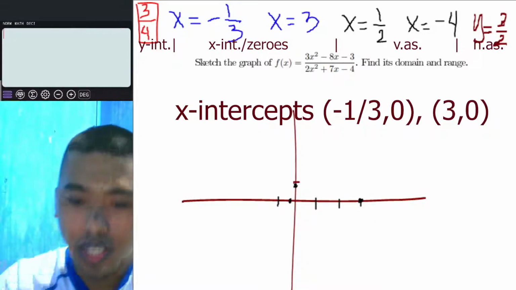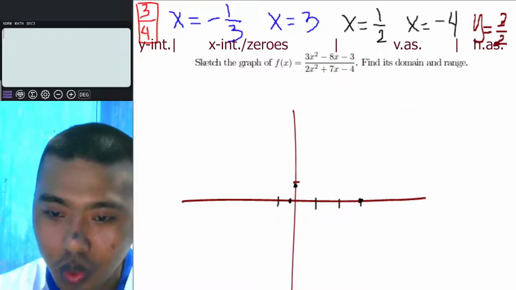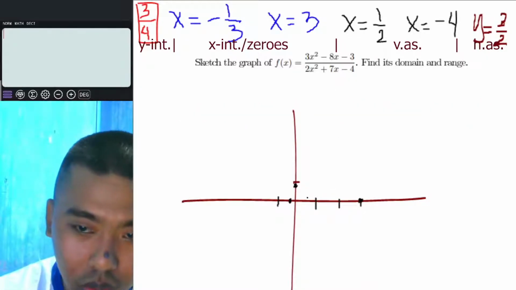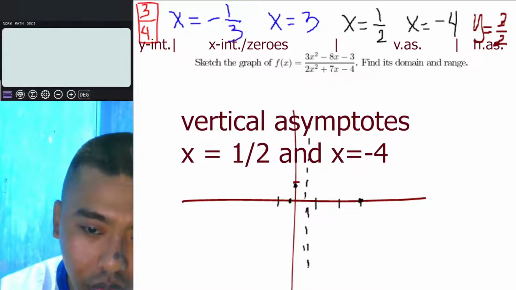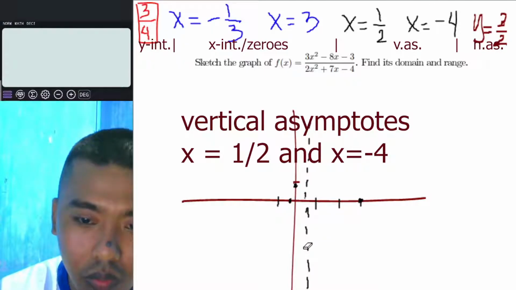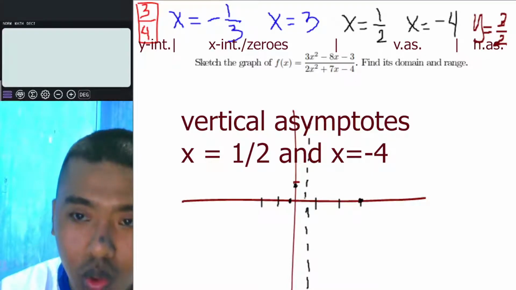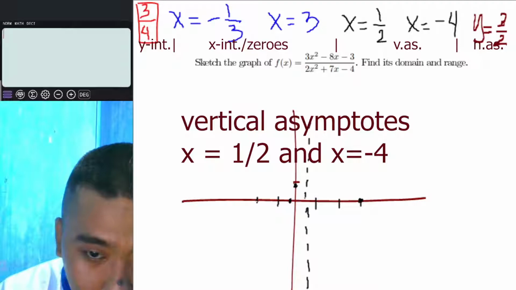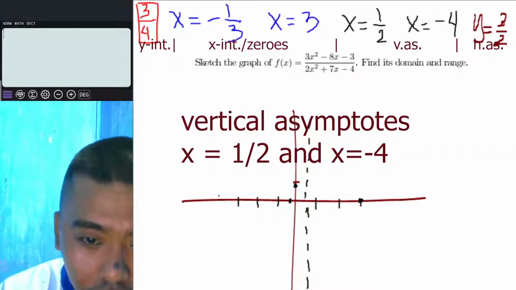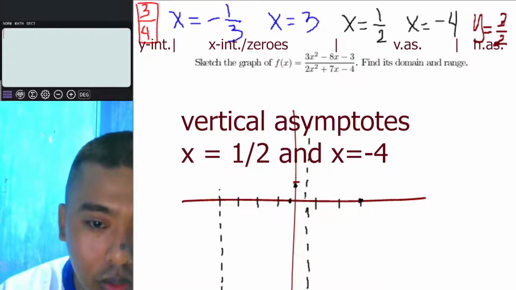Next, let's proceed to the vertical asymptotes, in which we create a broken line. Let's start with 1/2. That is positive, so this is the vertical asymptote at 1/2. Next is negative 4. So that is negative 1, negative 2, negative 3, and negative 4. This is our second vertical asymptote.